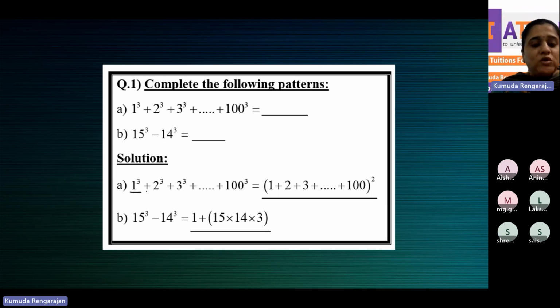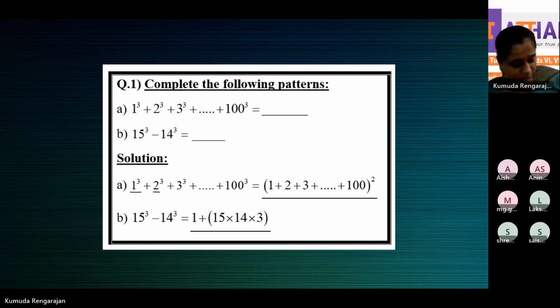All right. So 1 cube plus 2. You understand this, children? Please write on, children. The second one is also a pattern. So how do you complete that?